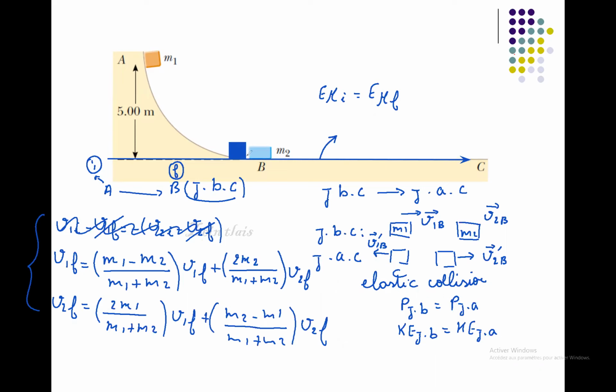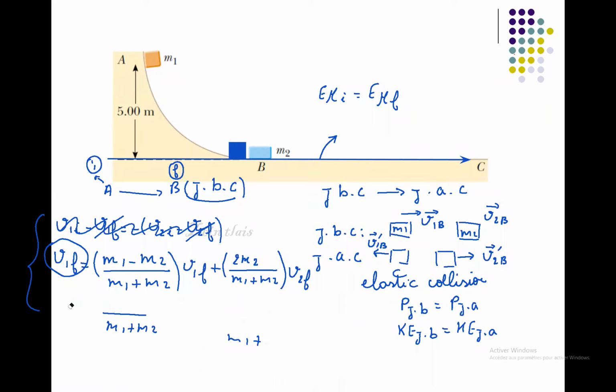Okay, now I need V final of the block one. So we can take this one. I don't need to talk about V2. I need only the block one. Okay, let's take this one. So I want V1 final. What I mean is V1 after the collision. So it's V1B prime. So V1 final is V1B prime. We can say like this, okay?